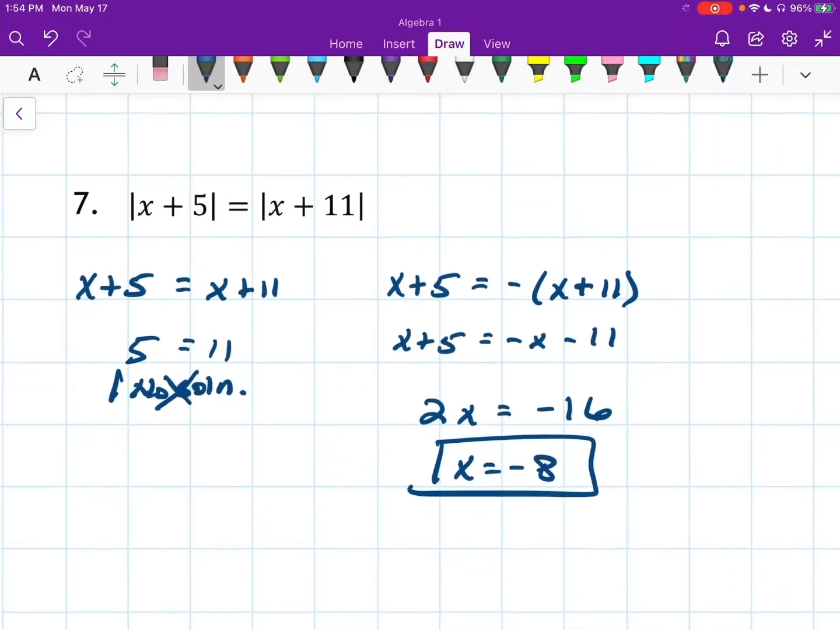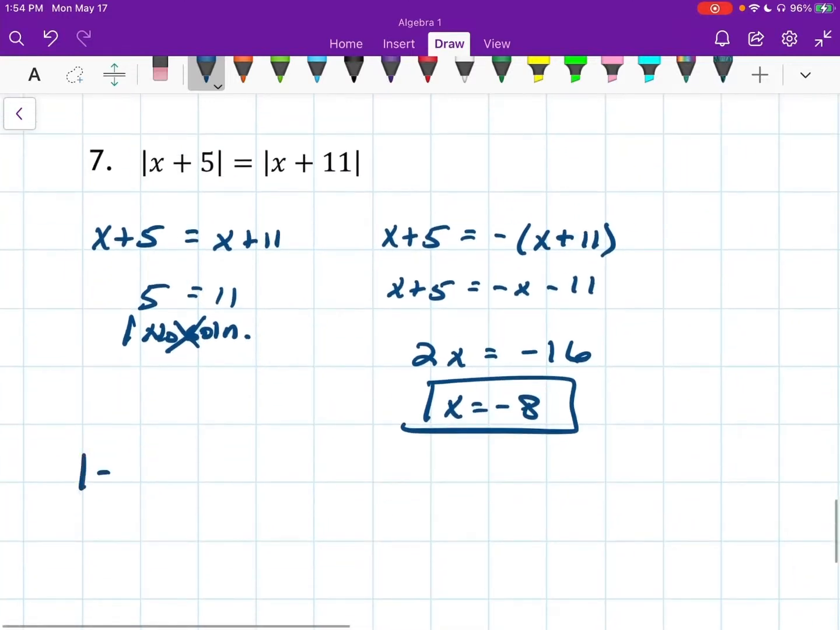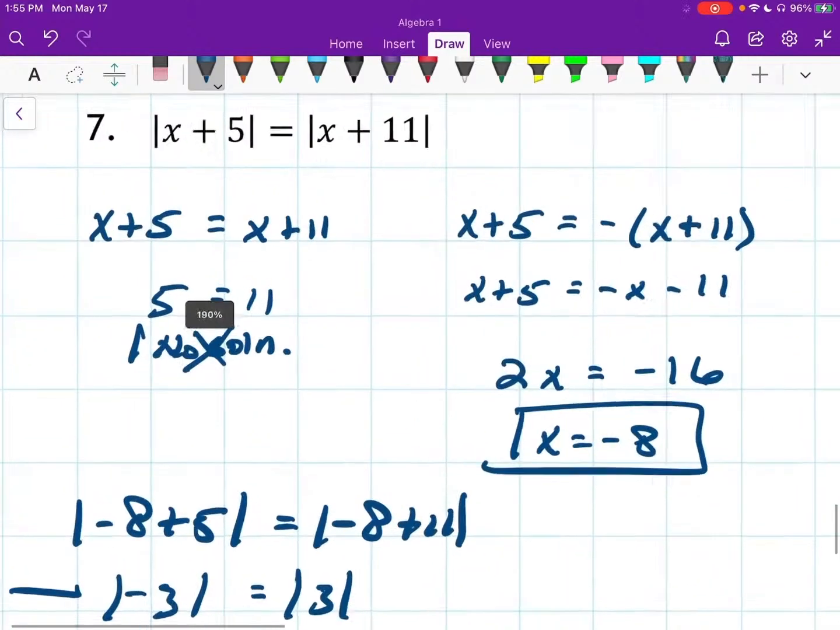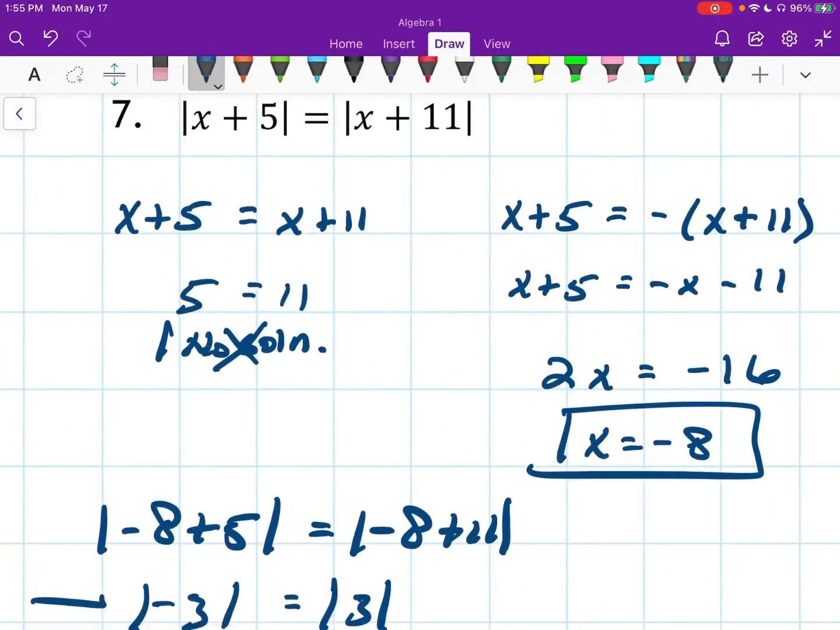Let's plug in our negative 8 and see if it works out. We'll have negative 8 plus 5, negative 8 plus 11. Well, negative 8 plus 5 gives me, what is that? Negative 3. Negative 8 plus 11 is going to be 11, 10, 9, 8, 7, 6, 5, 4, 3. Is that right? 8, 9, 10, 11. Yeah, that gives me a positive 3. Well, that works out. So negative 8 is a good answer for us, all right? So sometimes you might have ones like this as well, where it ends up having a no solution in the middle of it, okay?